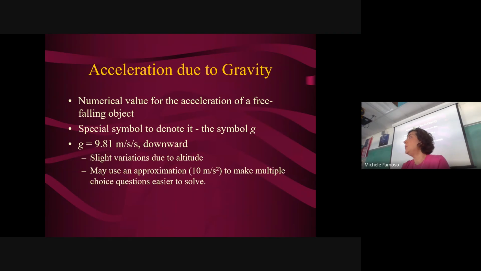Now, if you're doing a multiple choice question, a little hint here, you can make your life easier if you approximate this number to 10 meters per second squared.